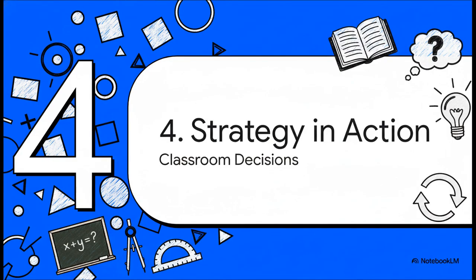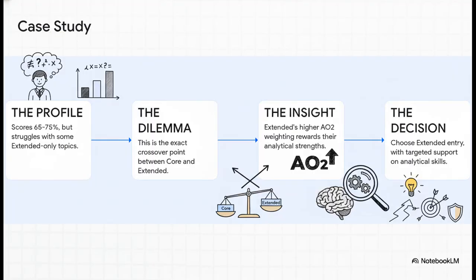So let's put this into practice. How does knowing about this AO weighting actually change the decisions we make in the real world, in our classrooms? So let's take a classic case study. You've got a student. They're scoring in that 65 to 75% range, right on that C grade borderline. They're pretty good with the procedures, but they struggle with some of the harder, extended-only topics. So what do we do? Well, the insight from that last slide gives us the answer. The extended tier actually rewards their ability to analyze and problem solve more than it penalizes their gaps in procedure. So the decision is clear. Choose extended. But, and this is key, have a plan to give them targeted support on those analytical skills. See how the AOs just made that tough decision for you?